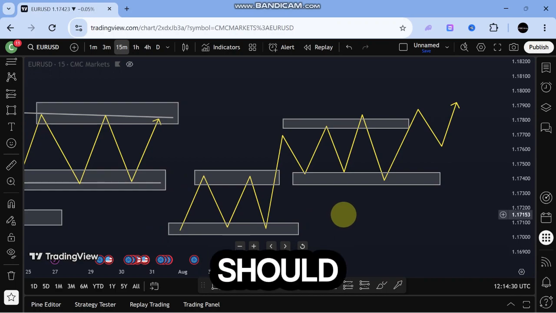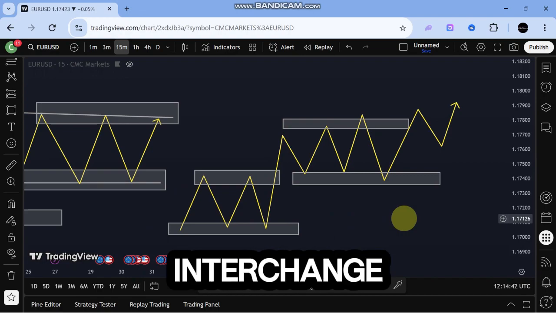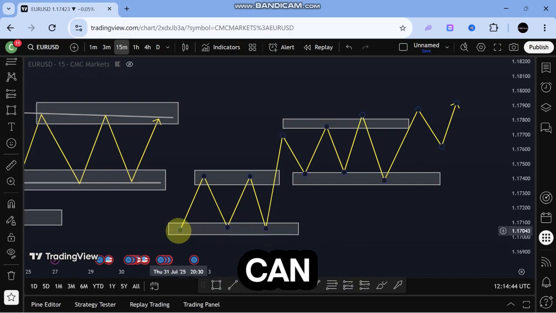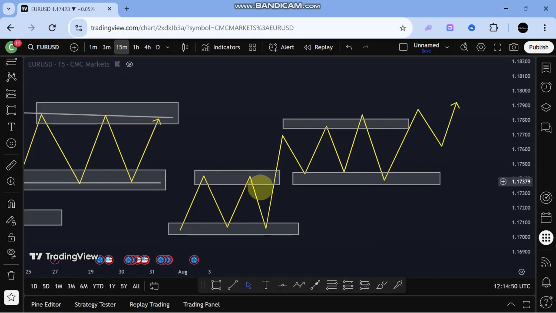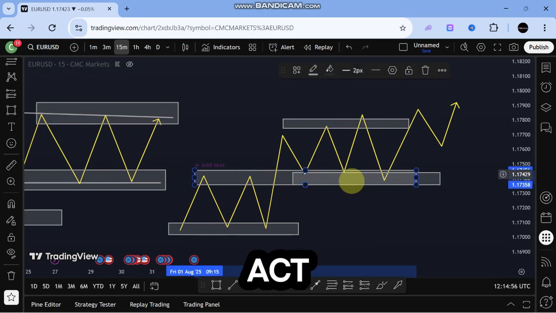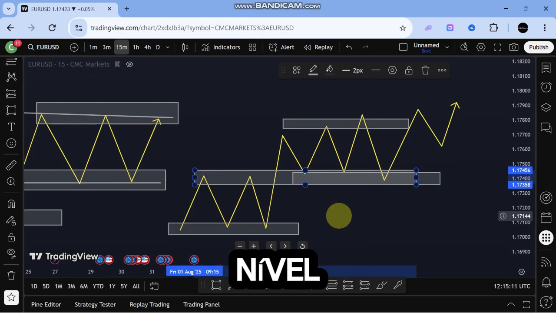A good support should act as a resistance zone, and a good resistance should act as a support zone, which means that support and resistance levels can interchange their roles. For example, at this particular place, you can see that this was a support level that bounced price upward, and this was a resistance level that rejected price. But at this particular place, this resistance level acts as a support, so the resistance changes to support and it bounces price upward. A good support level should also act as a resistance level, while a good resistance level should also act as a support level.